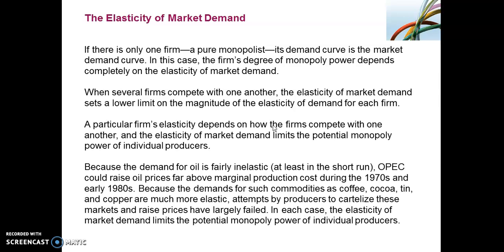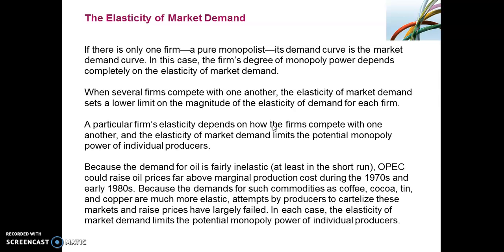First of all, if there is only one firm, a pure monopolist, then you saw from the start of chapter 10 that its demand curve is the market demand curve. So the firm's elasticity of demand comes down to the elasticity of market demand. For a pure monopolist, the firm's degree of monopoly power depends completely on the elasticity of market demand because its demand curve is the market demand curve.